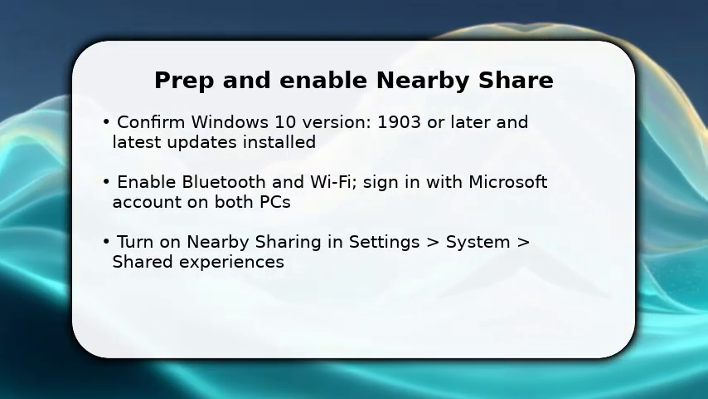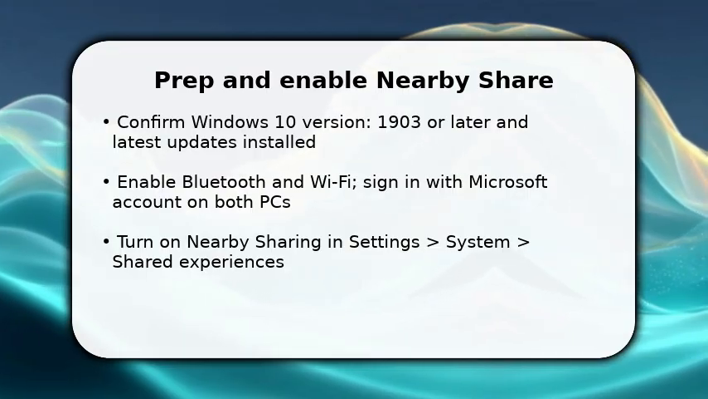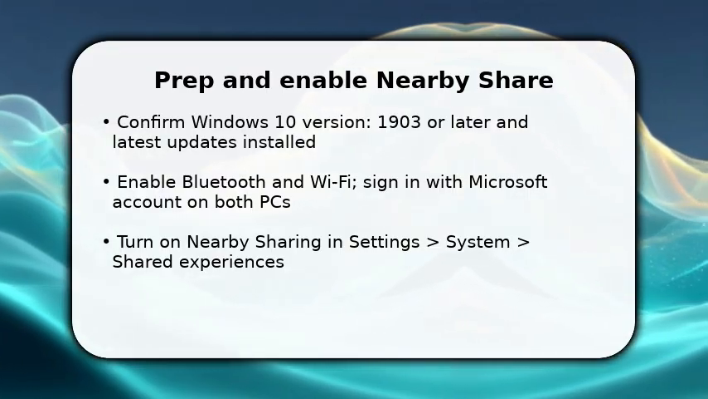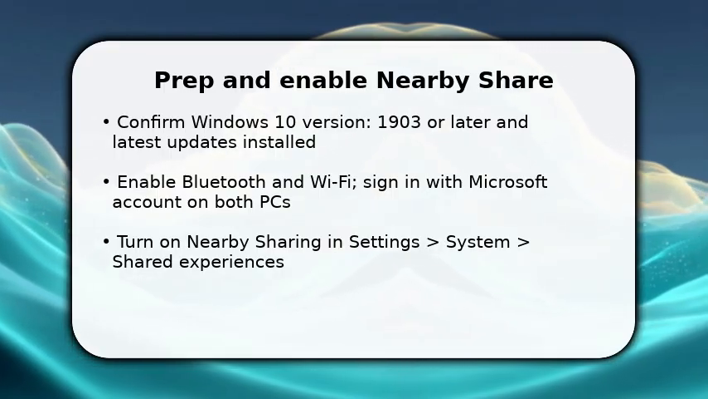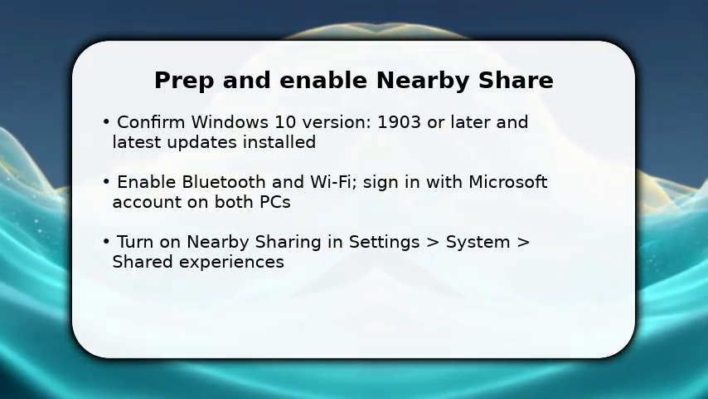Now open Settings, go to System, then Shared Experiences, and toggle Nearby Sharing on. Choose whether to share with my devices only or everyone nearby, depending on privacy.